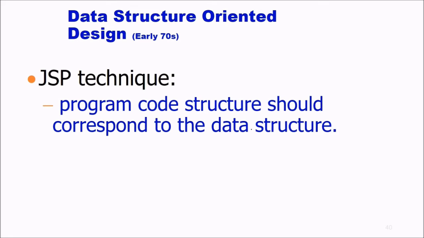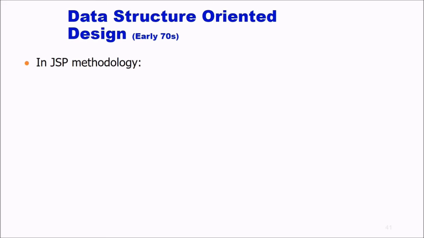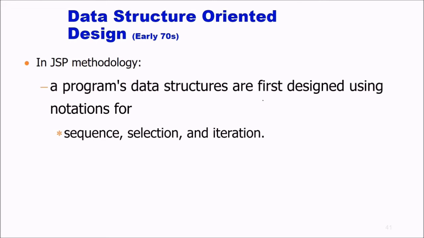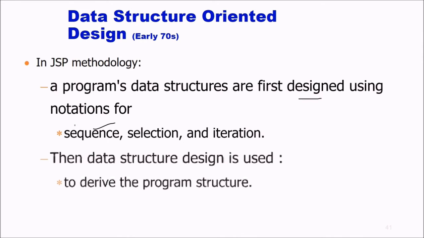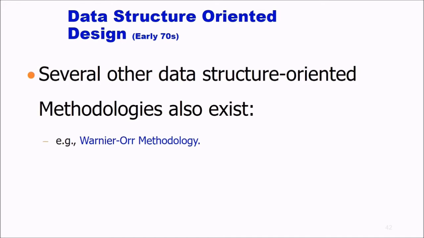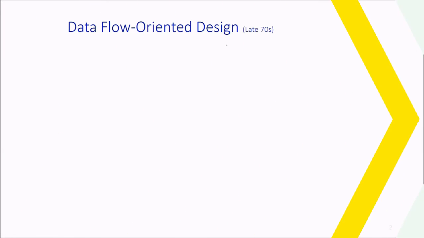The program's code structure should correspond to the data structure. It became important. In this JSP methodology, a program's data structure is first designed using notation for sequence, selection, and iteration. And then the data structure design is used to derive the program structure. Several other data structure oriented methodologies also came into existence, like Warnier Orr method. We have come up to data flow oriented design.